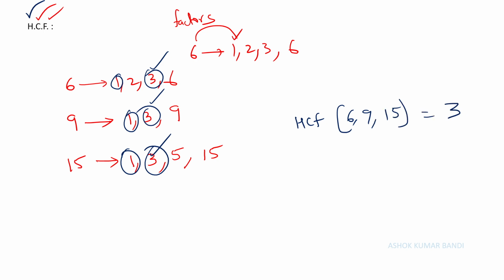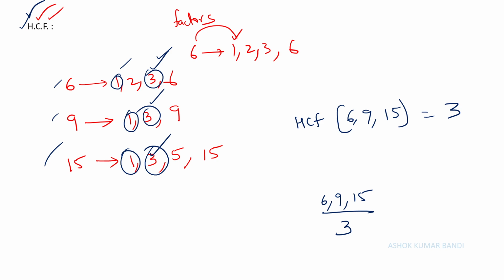So what we are doing here, we are going to write factors of each and every number. Then we are going to identify common factors. Then we have to take the highest one. That is the meaning of HCF, highest common factor. That means that 3 is the highest number which can divide all the three given numbers. Like it can divide 6, it can divide 9, it can divide 15. That is the highest number which can divide all the given numbers.